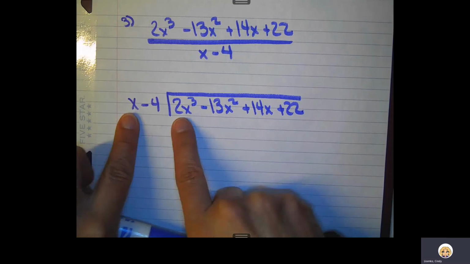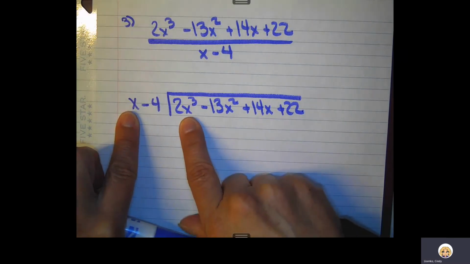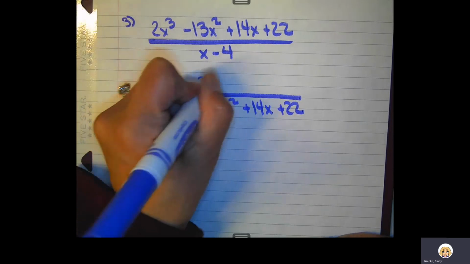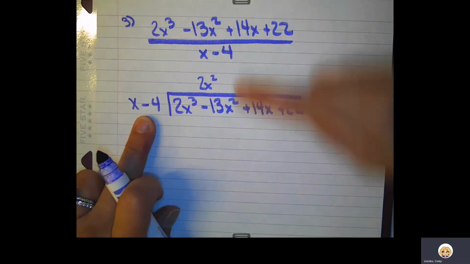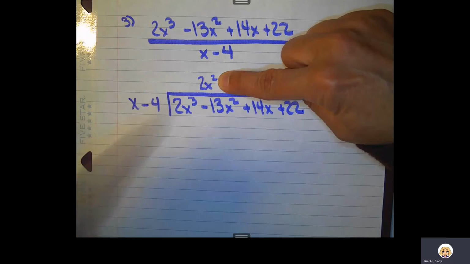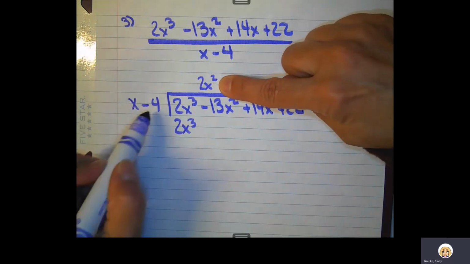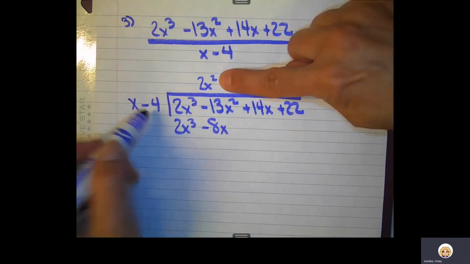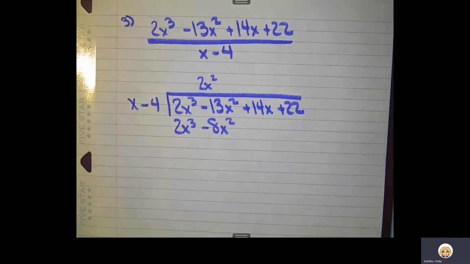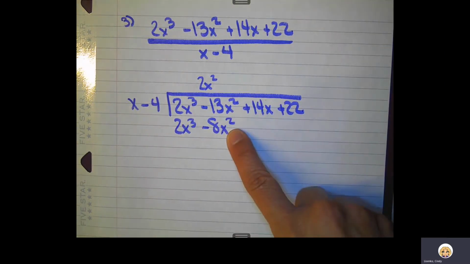We're comparing the first two terms. X times what gives you 2x cubed? That would be 2x squared, so I put 2x squared at the top. It doesn't matter where you put it on the top. Now you multiply both of these by 2x squared. X times 2x squared, 2x cubed. They match. Negative 4 times 2x squared is negative 8x squared. This is why you would need a placeholder, because you cannot have unmatching exponents.